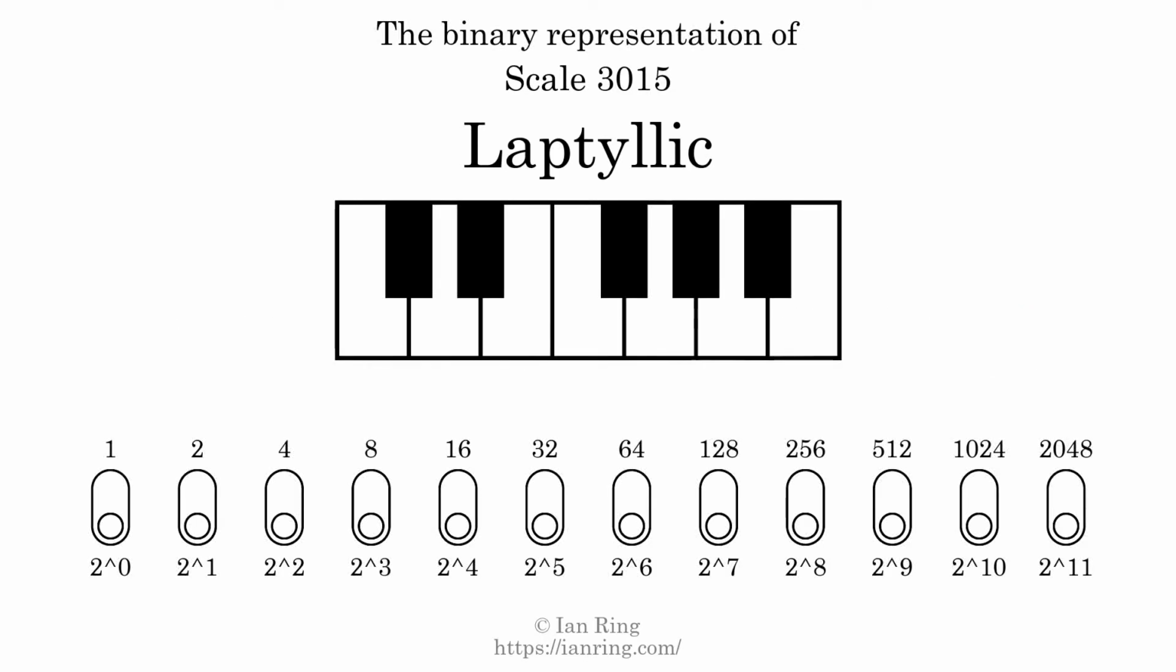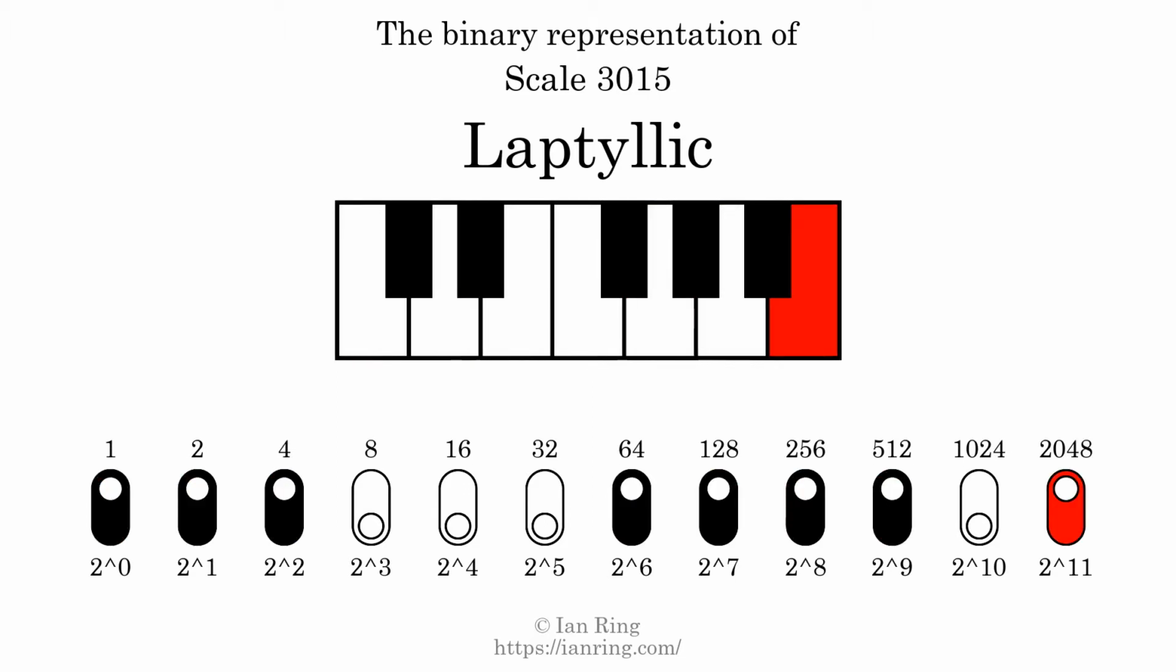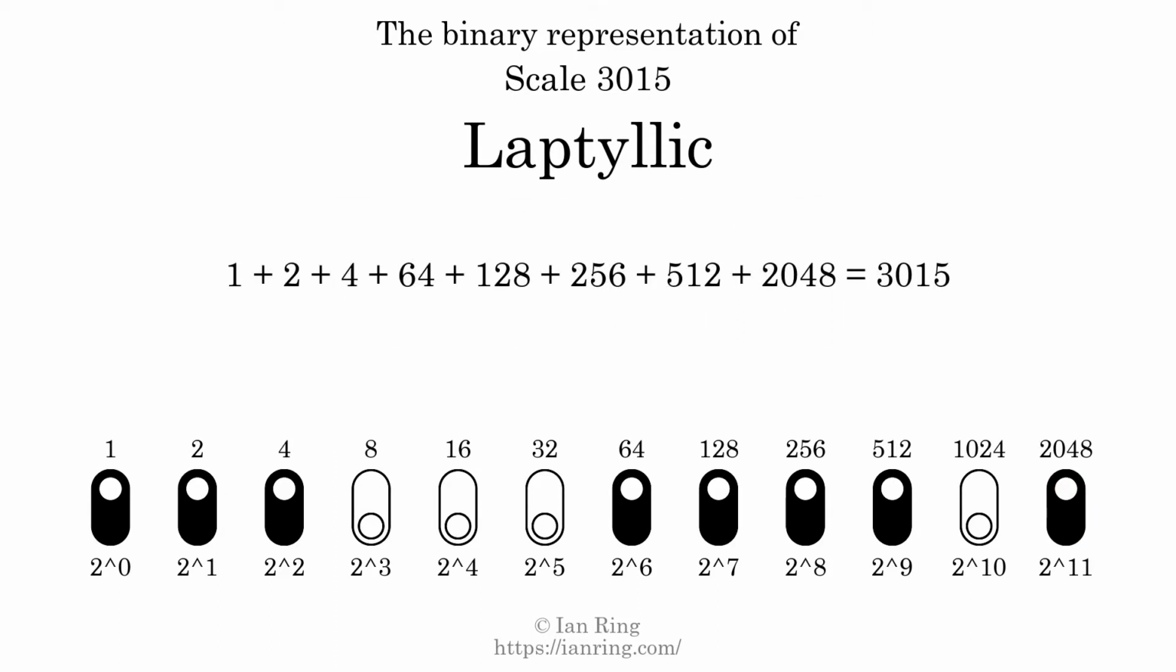The binary representation of this scale is determined by mapping tones of the scale to binary digits. Each binary digit represents a power of 2. To get the scale number, we add the powers of 2 together. The powers of 2 that are present in the scale, all added together, equals 3015. That is why the scale number, in decimal, is 3015.